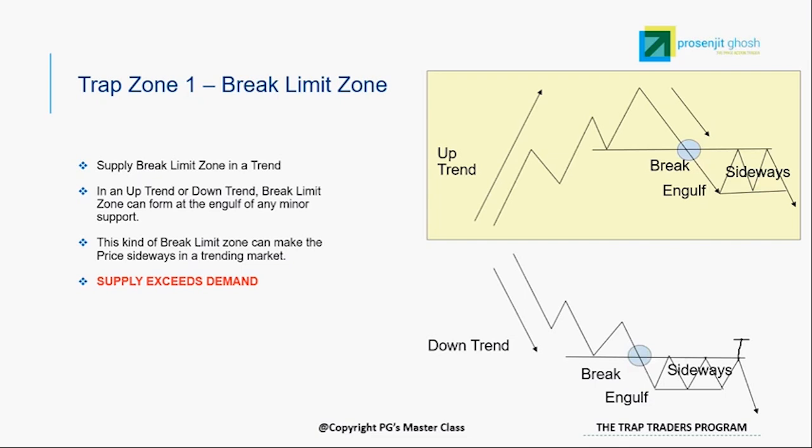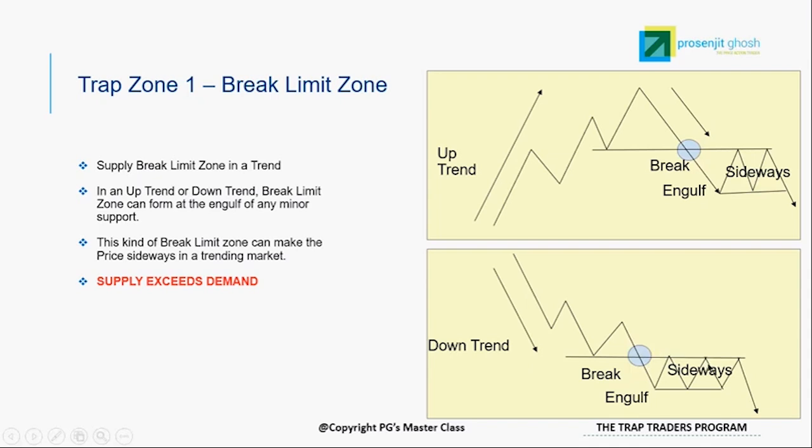So this is one thing. At any accumulation, reaccumulation, distribution, redistribution, you will find break limit zones on either side of it, both at the break level and the entry level, both sides. Okay, so any confusion, any challenge about the trend part?